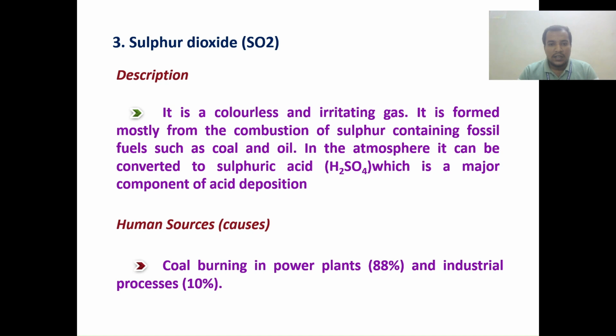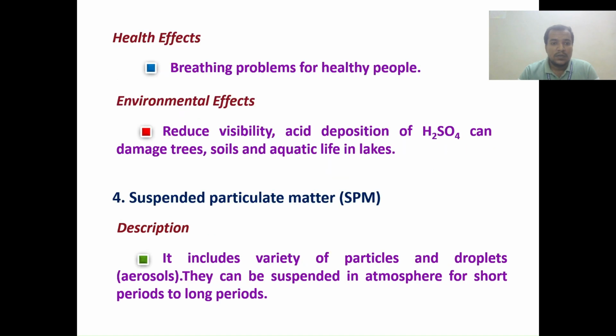Sulfur dioxide is a colorless and irritating gas. It is formed mostly from the combustion of sulfur-containing fossil fuels such as coal and oil. In the atmosphere, it can be converted to sulfuric acid, which is a major component of acid deposition. Most sulfur dioxide is produced from human sources like coal burning in power plants, more than 88%, and industrial processes, more than 10%.